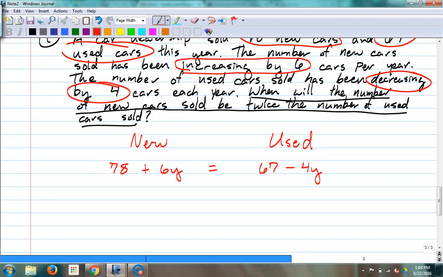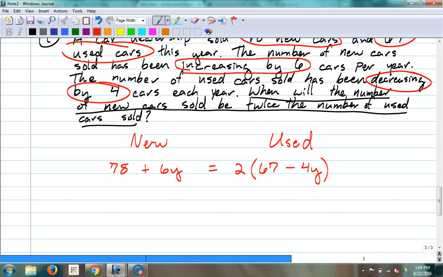Now, here's where we got to apply the rest of it. This is the question: when will it be twice as many new ones as used ones? So what's getting doubled? The used ones. Twice as many new ones as used ones. So the used ones is the smaller amount. So it needs to double in order to get to this number. Oh, this will be. Now we have an equation.